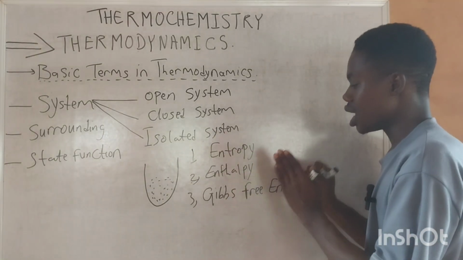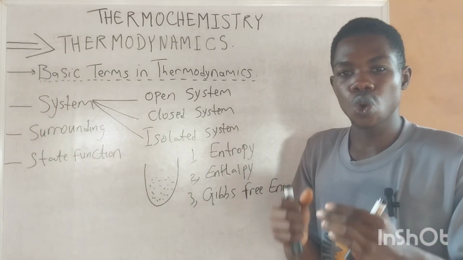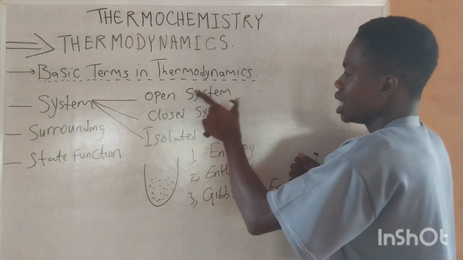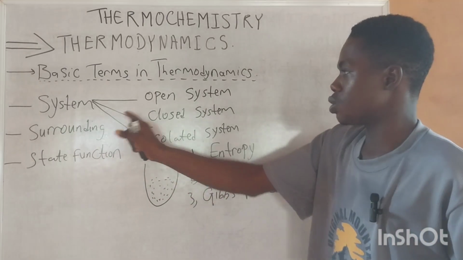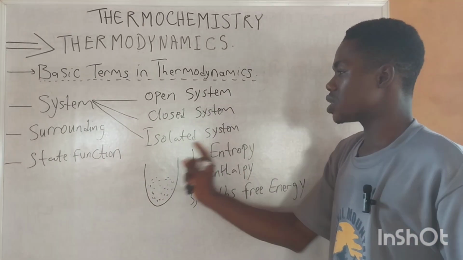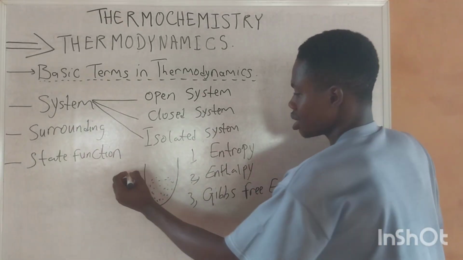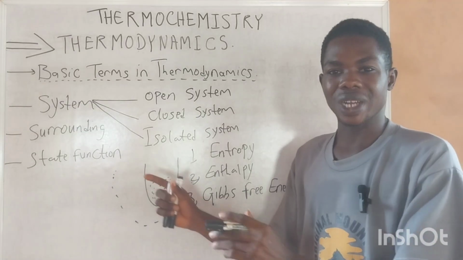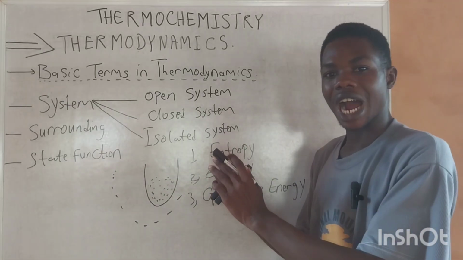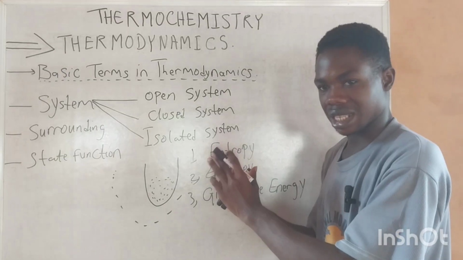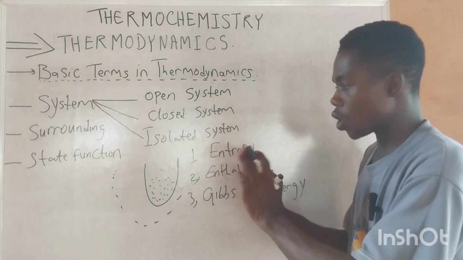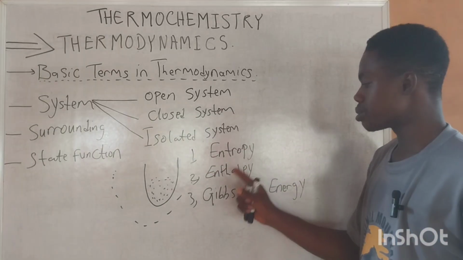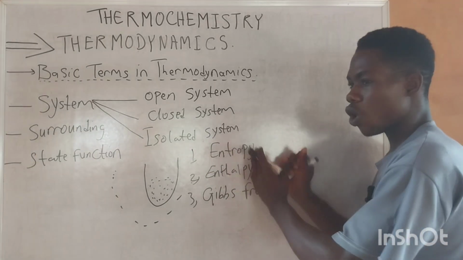Please take note of this. So from here, we'll be moving straight to laws of thermodynamics. All these are basic terms used in thermodynamics. We talk about the system. Under the system, we have the open system, the closed system, and the isolated system. We also talk about the surrounding, that is the environment around the system. Then we talk about the state function, which only talks about the current state of a system. It does not talk about how the system got to that current state. Then we talk about some of the examples, which happen to be entropy, enthalpy, and Gibbs free energy. I've explained all this in my previous video.